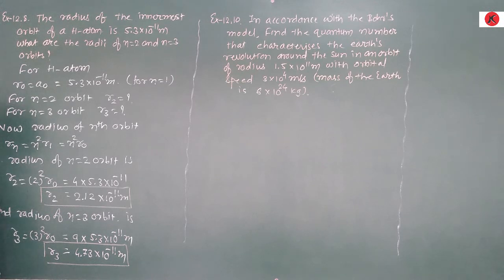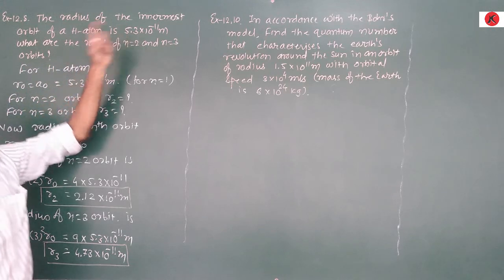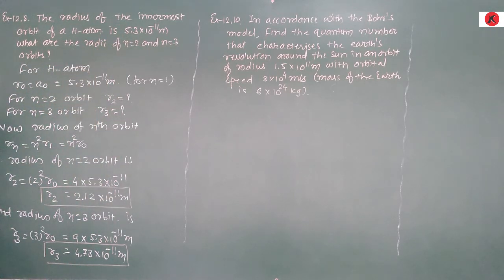So where is the numerical? In one part it is asked as an MCQ type question. Now, the radius of the innermost orbit of the hydrogen atom, innermost orbit, that means the first orbit, and this radius is also known as the Bohr's radius, is given 5.3 into 10 is to minus 11 meter. What are the radii of n is equal to 2 and n is equal to 3 orbits? Now for the hydrogen atom, the Bohr radius or the innermost orbit radius is denoted by R0 or A0 is 5.3 into 10 is to minus 11 meter. For the first orbit n is equal to 1. We have to find out the radius of the second orbit and third orbit.